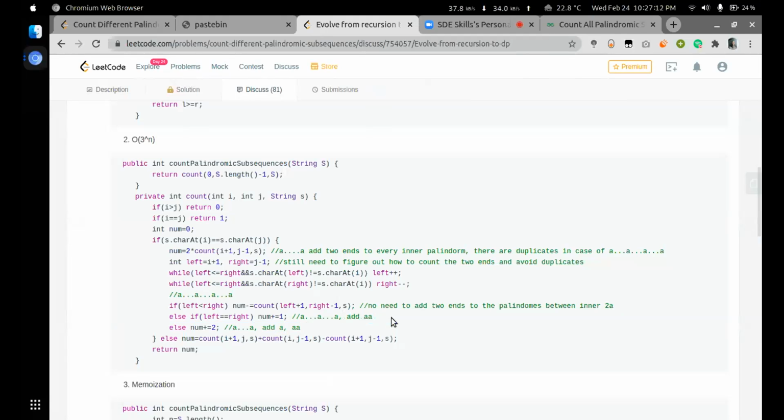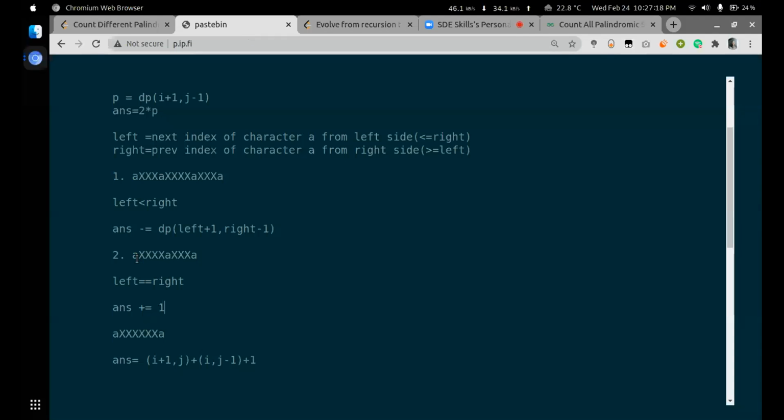Add AA, because you'll always need one, right? So the way you make a palindrome, either of these two combinations I can take as AA. So this is why this AA will be counted here.